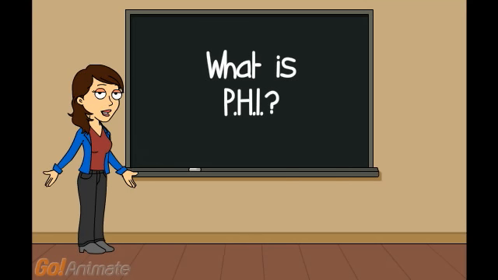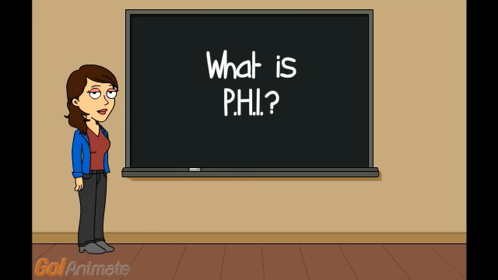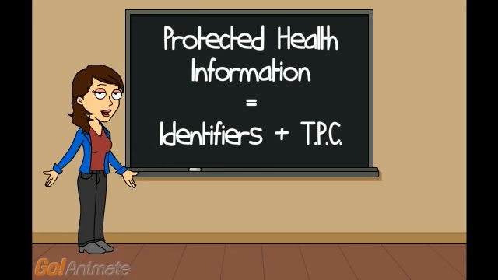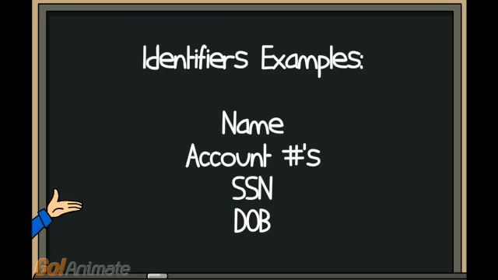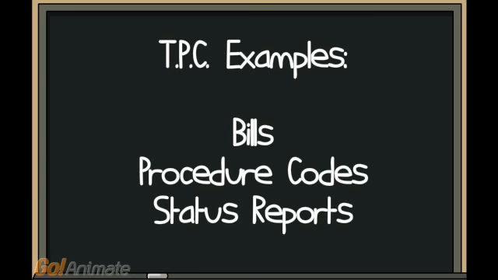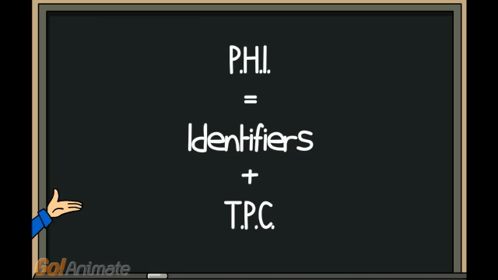So, what is considered PHI? Protected Health Information, or PHI, is a combination of two things. They are identifiers and a patient's healthcare treatment, payment, or condition information. Examples of identifiers include patient's name, account numbers, social security number, and date of birth. Examples of healthcare treatment, payment, or condition information include billing information, procedure codes, and patient status reports. Any electronic record that contains both types of information is considered PHI.